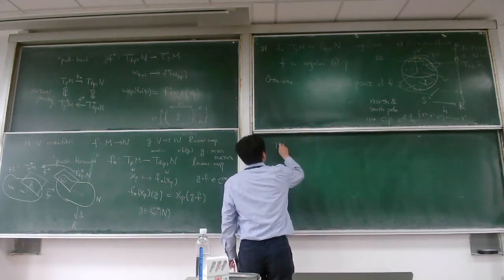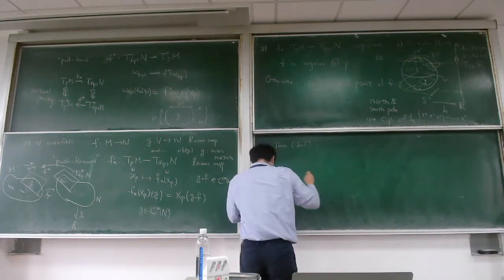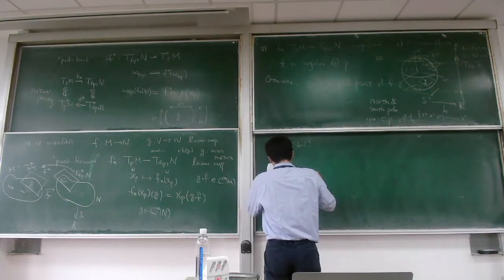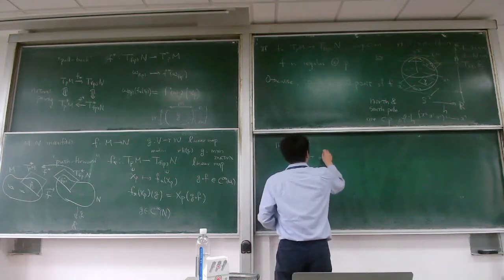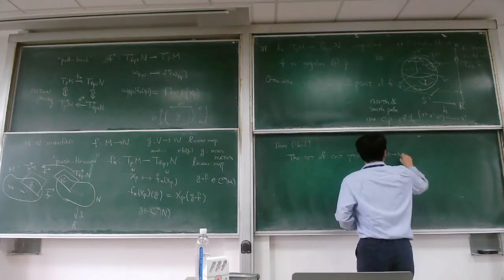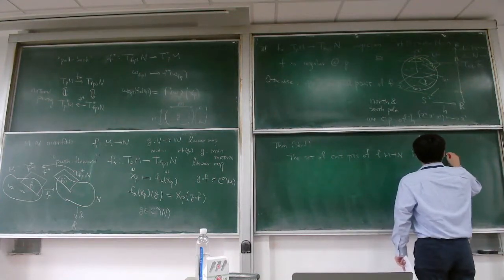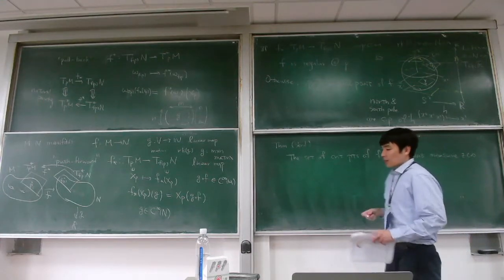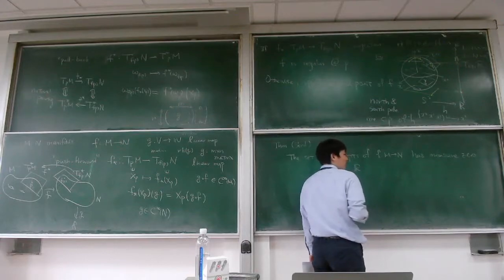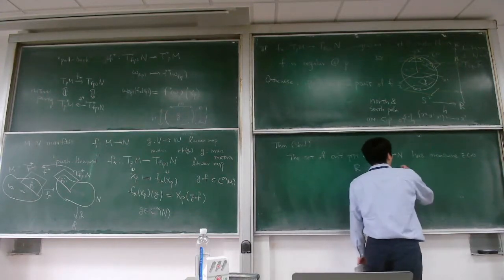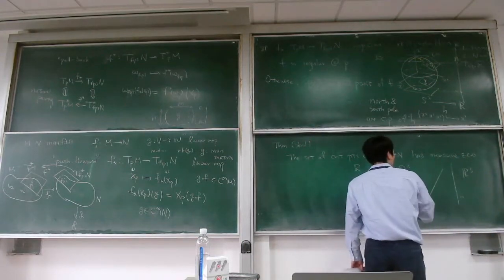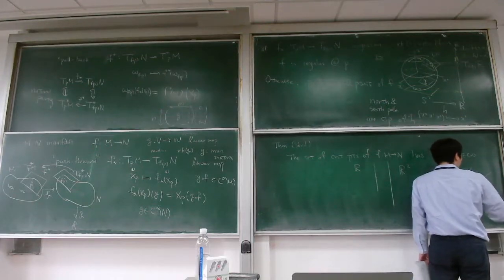The third theorem is a very important theorem, but I'm going to omit the proof and just state it. The set of critical points has measure 0. Measure 0 means that inside R it is just a point. In R2 you can have a point or a line. In R3 you can have a point, line, curve, or plane.